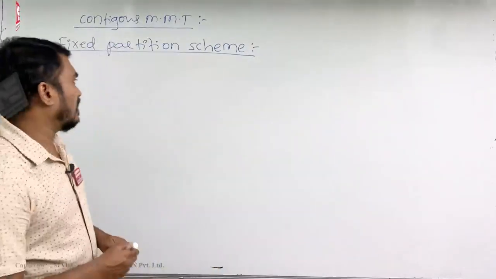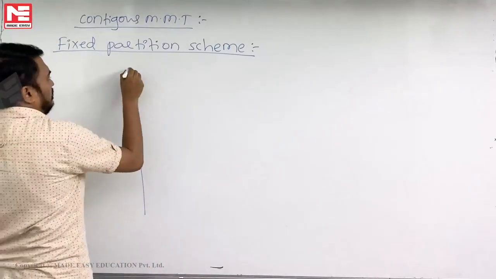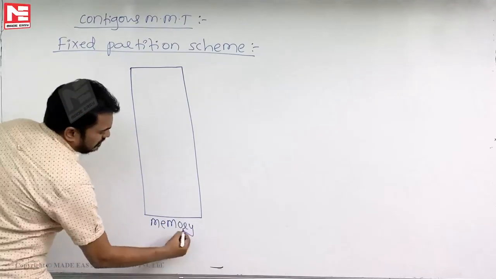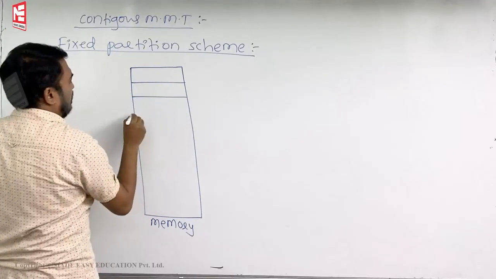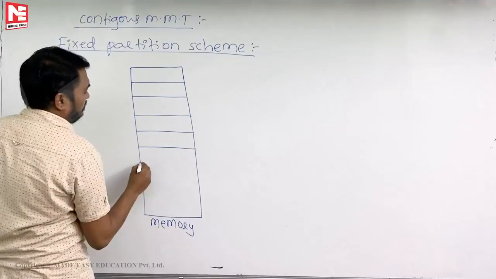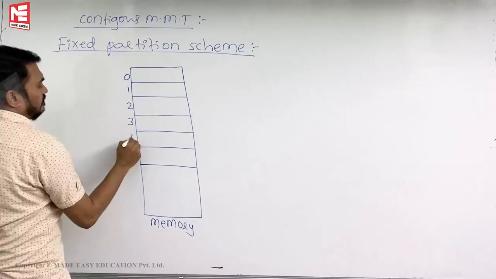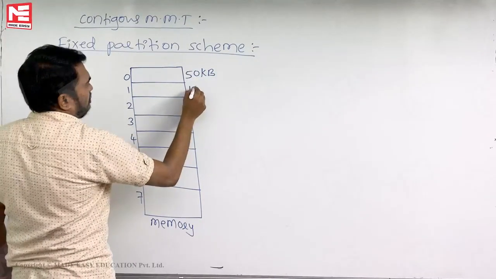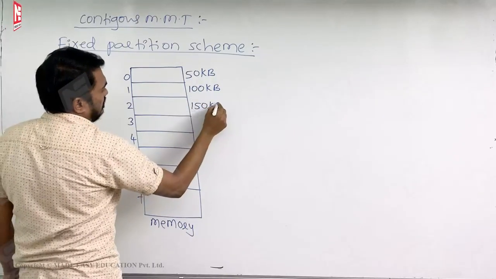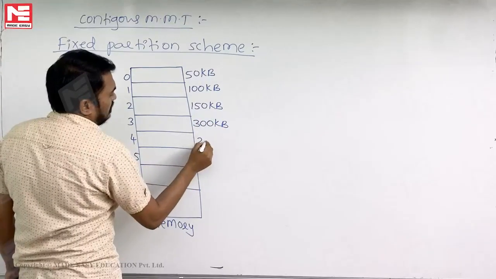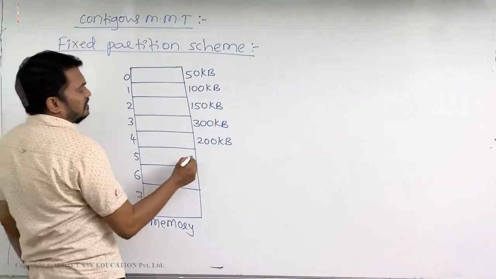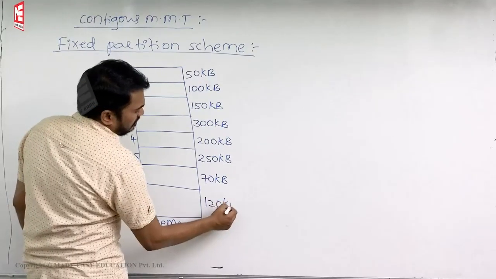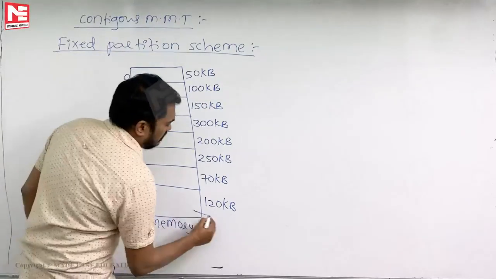So what is the meaning of a fixed partition scheme? Listen here. Copy this diagram. You are having memory like this, with various partitions in the memory. Copy it properly. Let's say 50 KB, 100 KB, 150 KB, 300 KB, 200 KB, let's say 250 KB, 70 KB, 120 KB.